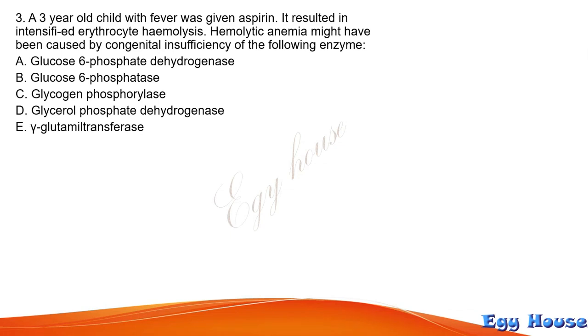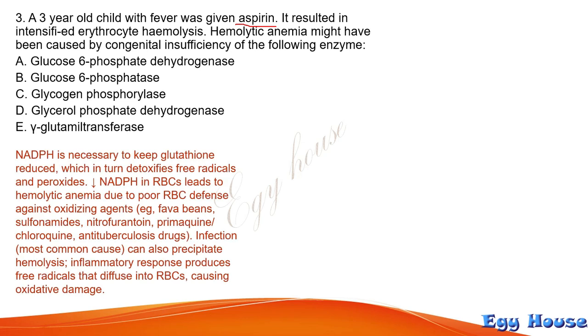Next. So in this question, the child was given aspirin, which resulted in intensified erythrocyte hemolysis, and this hemolytic anemia is caused by congenital insufficiency in glucose 6-phosphate dehydrogenase.